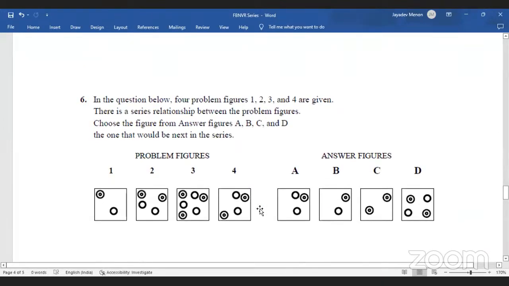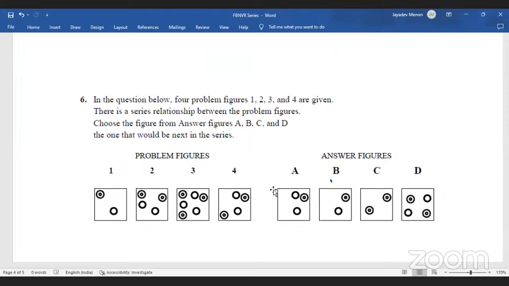Now this is the next question. Very good, Marita. Option B is correct.